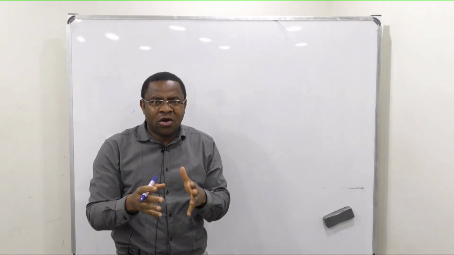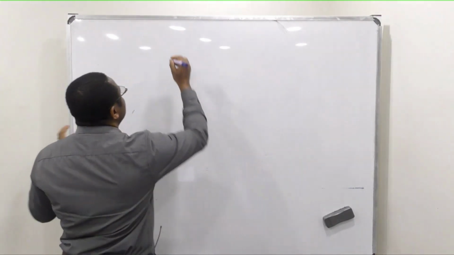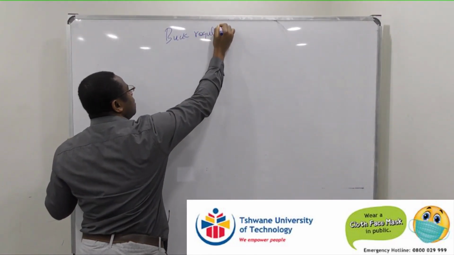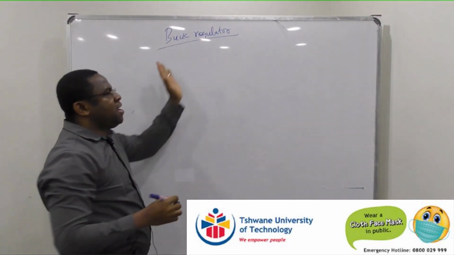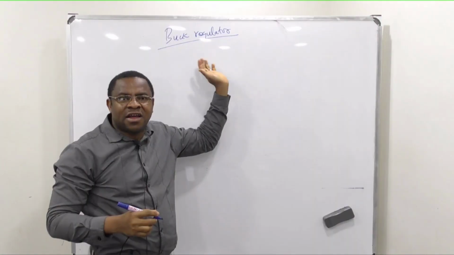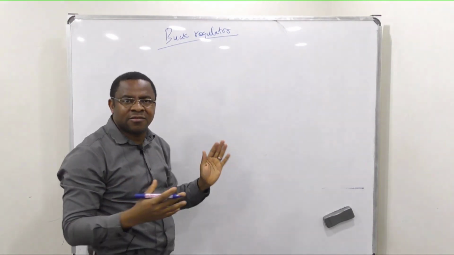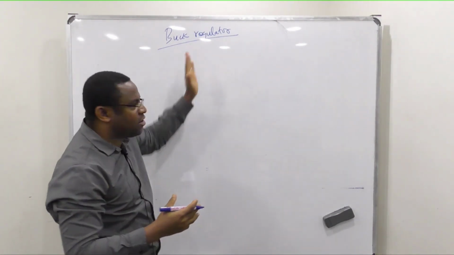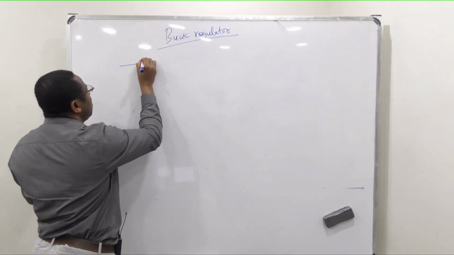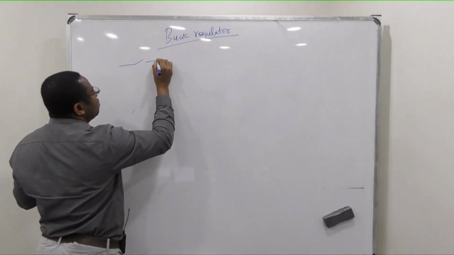So today we are going to look at the buck converter, or buck regulator. Remember, a buck regulator is a step down converter. It steps down DC voltage from a specific value to another value. We are going to look at a sketch of a buck converter, and then from there we check how it works.